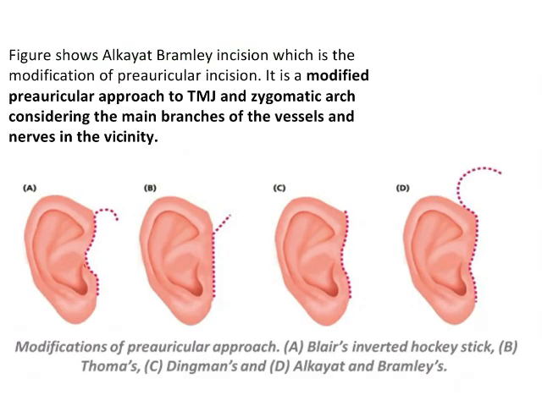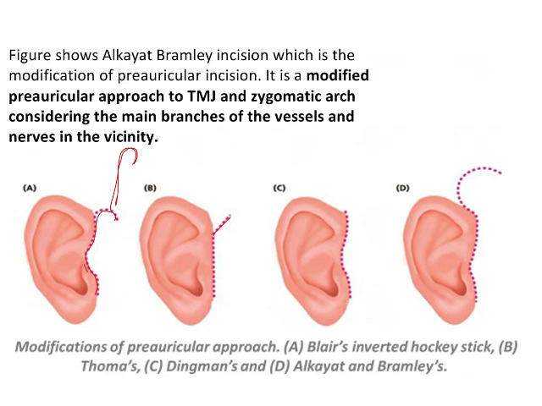These are the four other different types of incisions for this particular pre-auricular approach. It is called pre-auricular because it is in front of the auricle, and the approach is going to give you access to the temporal region and the TMJ, which is again in front of the auricle. So the first one over here is Blair's inverted hockey stick. Why is that? Because it looks like an inverted hockey stick.